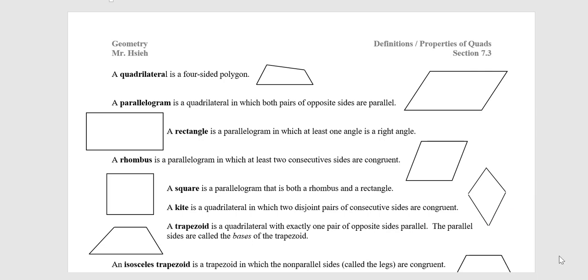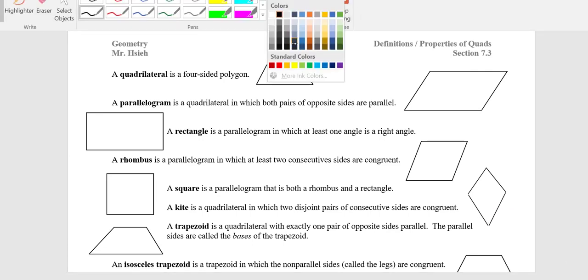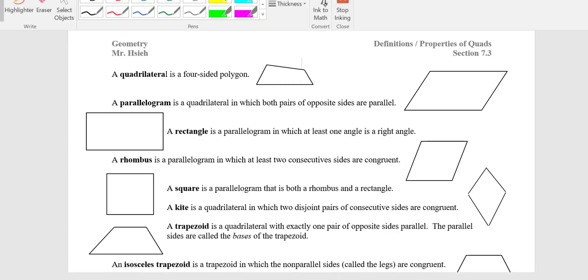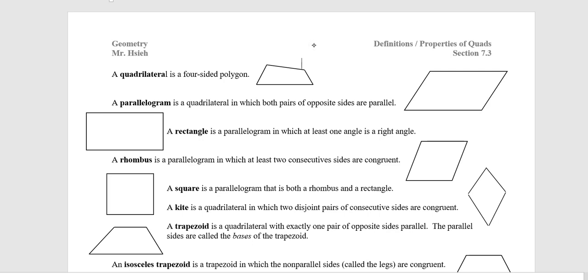There are a bunch of different types of quadrilaterals that we're going to introduce here, most of which you have seen, I'm sure, at some point or another, whether it's in elementary school or in middle school. The first one here is a parallelogram, and a parallelogram has two pairs of opposite sides parallel, and that's the definition of a parallelogram.